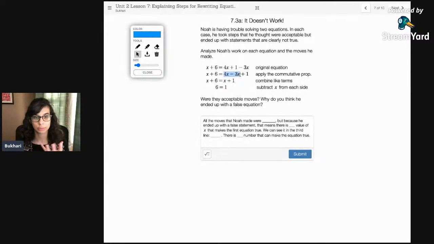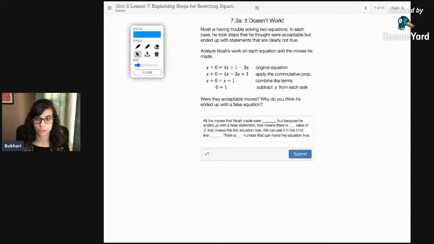Remember, like terms are similar terms that can be combined. Like 3x and 1 are not like terms. And so we combined 4x minus 3x to get x plus 1. 4x minus 3x gives me x. And therefore, he subtracted x from both sides and got his answer. And so the question is, are those acceptable moves? I would say yes. All the moves that he made are absolutely acceptable.